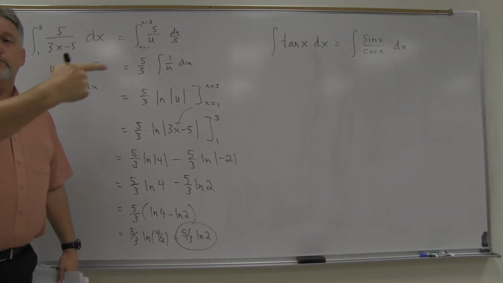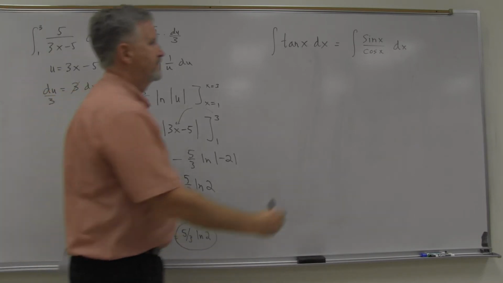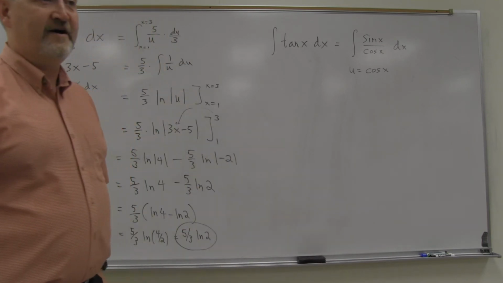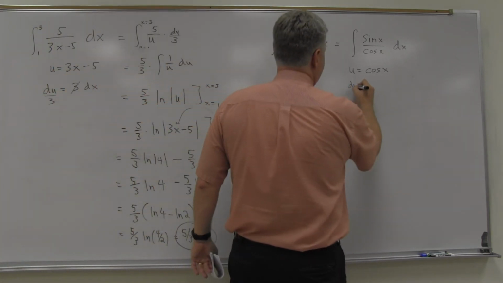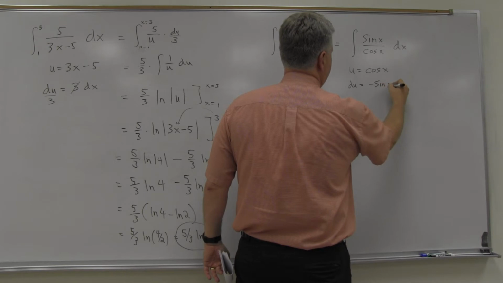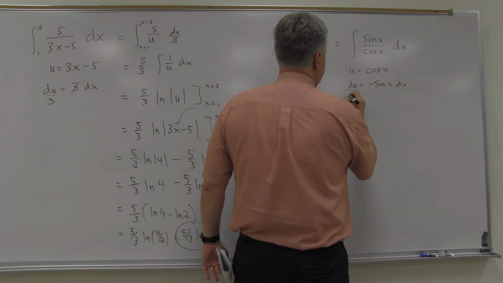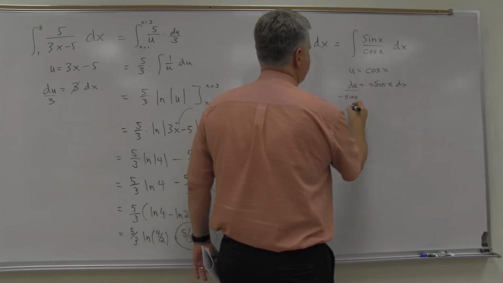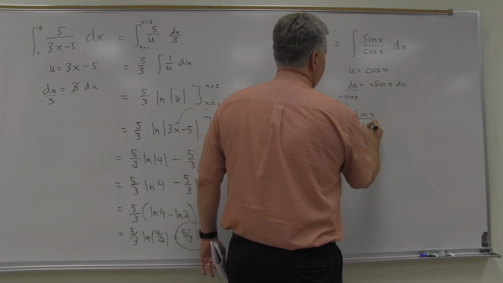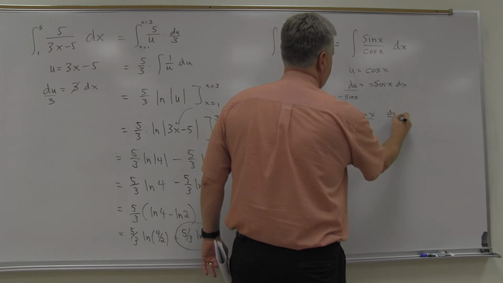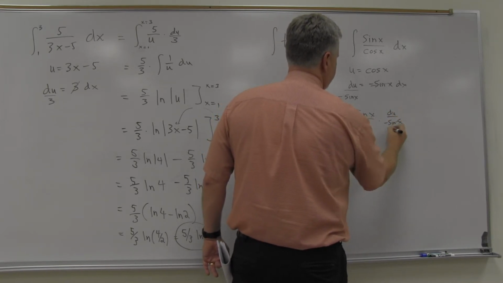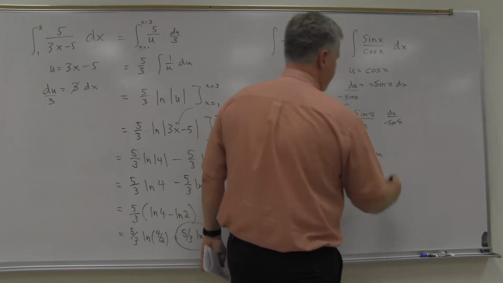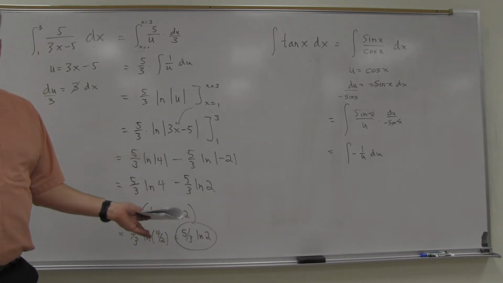But if you do u substitution on that, again, u is the denominator. Look at what du is: negative sine of x dx. And so what you end up with is sine of x over u times du over negative sine of x. This is going to work with that u substitution. It's just negative 1 over u du, right? That's a natural log, isn't it?